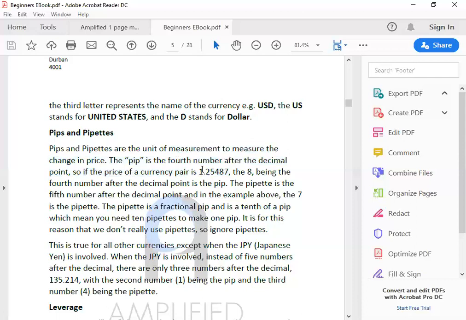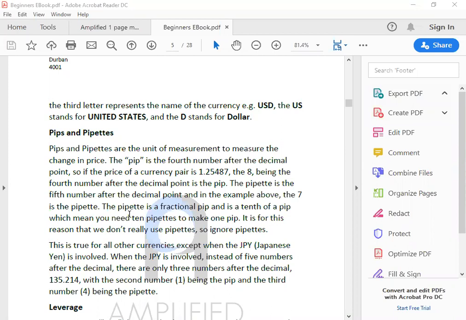So if the price of a currency is 1.2548.7, then the 8 is the actual pip. And the last digit, which is the fifth one after the decimal point in this example, this 7 over here, that is the pipette. The pipette is a fractional pip. The pip is like a second, and the pipette is like a millisecond. So we don't actually pay attention to them, we just basically ignore them.